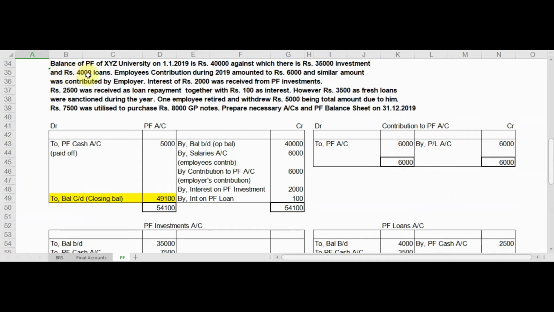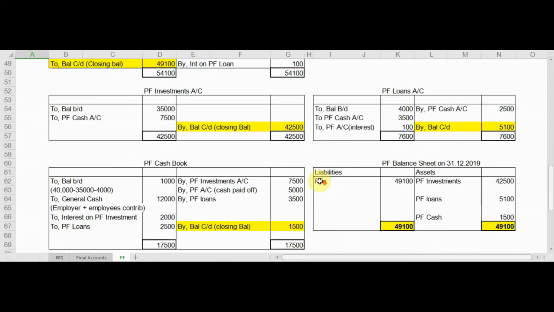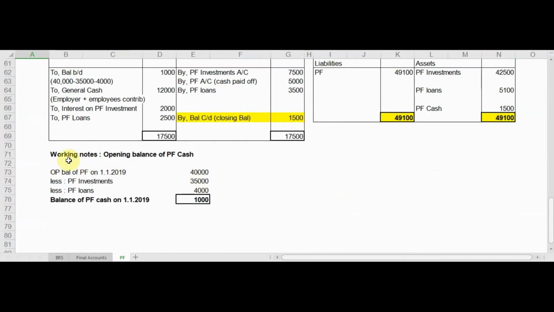And we have 4,000 as PF loans outstanding. PF loans is asset to us because we sanction loan and those loans we get back with interest. So in PF loans account, to balance brought down 4,000. Now we see that PF balance is 40,000, PF investment is 35,000 and PF loans is 4,000. So what is the balance of PF cash? It is not given in the problem. We will have to find out in workings.